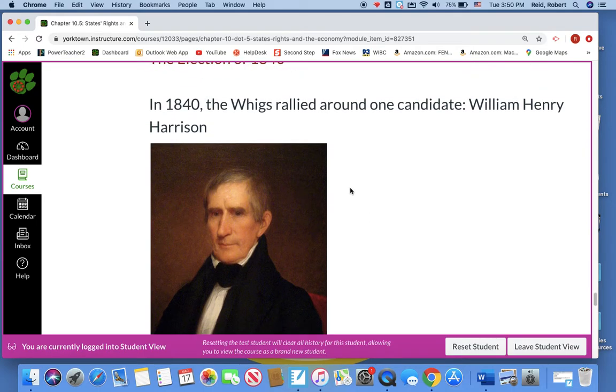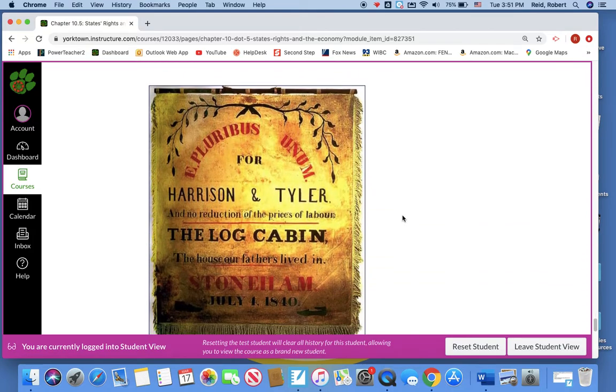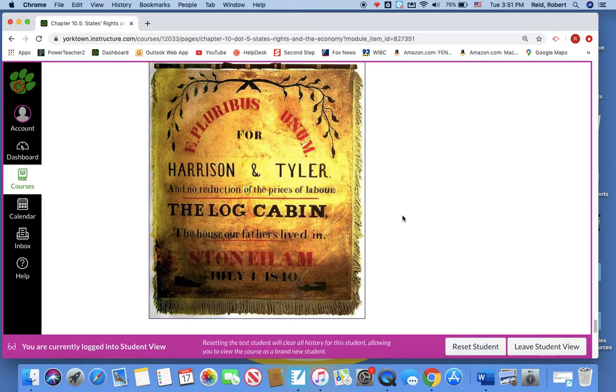So the Whigs rallied around one candidate, ran him as the everyday man. They ran him as, he's not rich, he's not this, he's not that, even though he was very wealthy, very well educated. The Whigs ran William Henry Harrison as the anti-Van Buren. The Van Buren campaign tried to make Harrison look like he was a backwoods hillbilly, while the Harrison camp tried to portray Van Buren as an out-of-touch aristocrat, an out-of-touch rich guy. This kind of gives you an idea: William Henry Harrison and his choice for vice president, John Tyler.